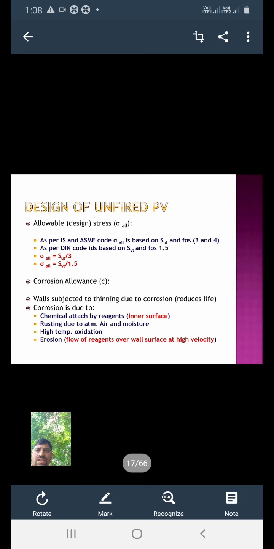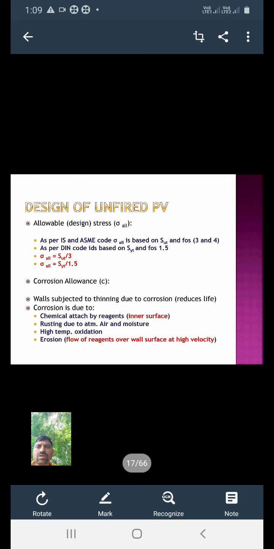Second is rusting due to the atmospheric air and moisture. Due to that we will get the corrosion. High temperature inside and outside of the pressure vessel will give oxidation. And last is erosion, due to the flow of the reagent over the wall surface at high velocity. That's why also we get the corrosion, and that's why we want to consider some corrosion allowance.